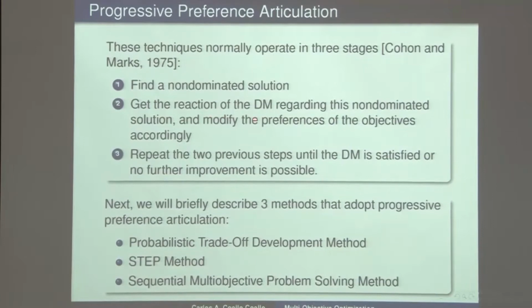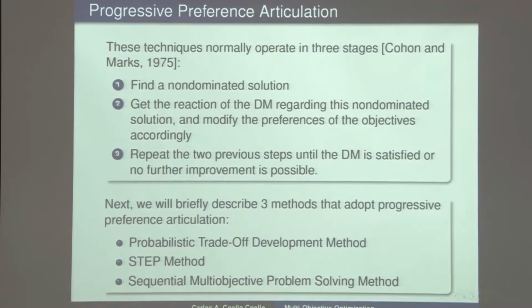So we pass to the third group, the progressive preference articulation. These methods operate in three stages. First, we find a non-dominated solution. We show the solution to the decision maker. We get the reaction of the decision maker. He says, I'm happy or I'm unhappy with the solution. And he modifies his preferences on these objectives, and we repeat the step.